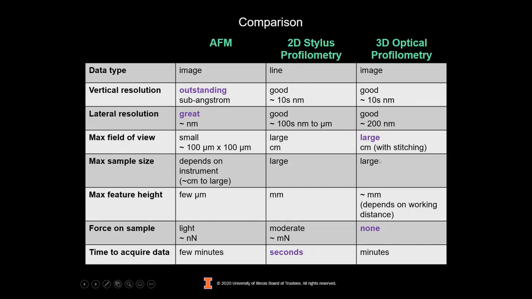And like stylus profilometry, you're not limited to small areas. If you stitch the images together, you can get extremely large areas. And a big advantage is you apply no force to your sample. So all of these techniques are good, and which one you choose depends on what you want to measure and the properties of your sample.